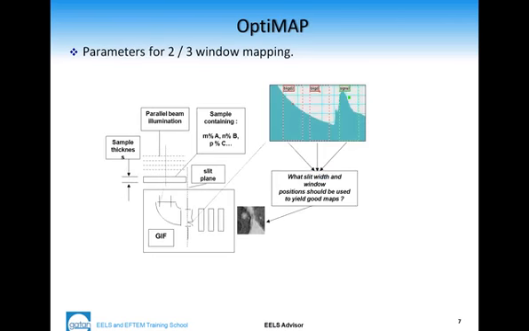A generalization of the OptiEELS concept is found in OptiMAP, and OptiMAP is basically an application of the EELS Advisor software for 2 and 3 window mapping. So in this case, as we look at this plot, we show a parallel beam of illumination. We have a GIF, which produces a spectrum at the slit plane, and we have quadrupoles, a lens system beyond the slit plane that generates a magnified image on the CCD. And the question in this case is, how should we configure the slit and the background and signal window positions to yield a good map?